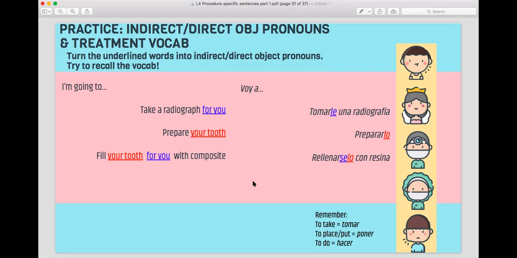Last one, before we maybe try one slide of other practice, we have a combination of indirect and direct object if someone wants to take a stab at it. Rellenárselo con resina. Rellenar, to fill. Con resina is with composite. So you're going to fill something with composite. What does the se lo mean? What is se and what is lo?